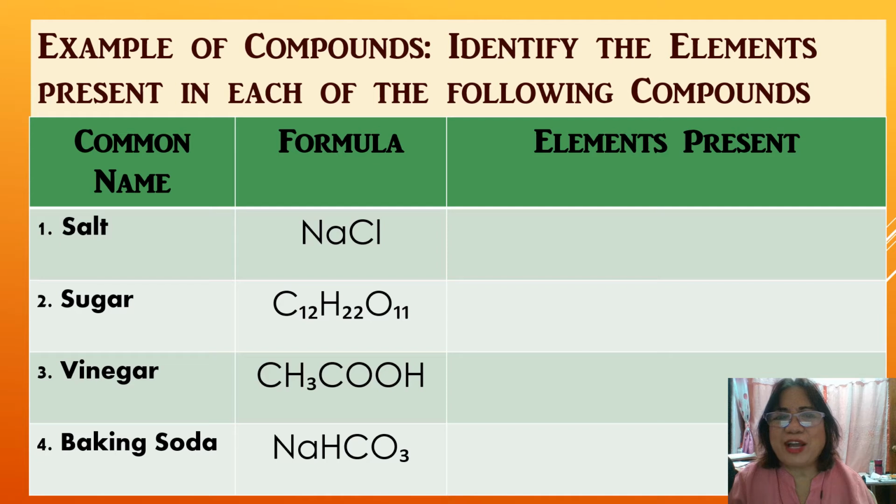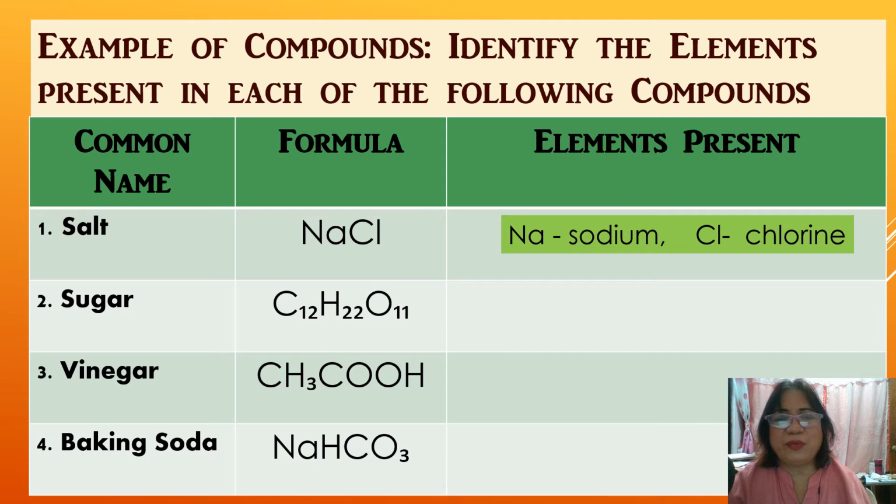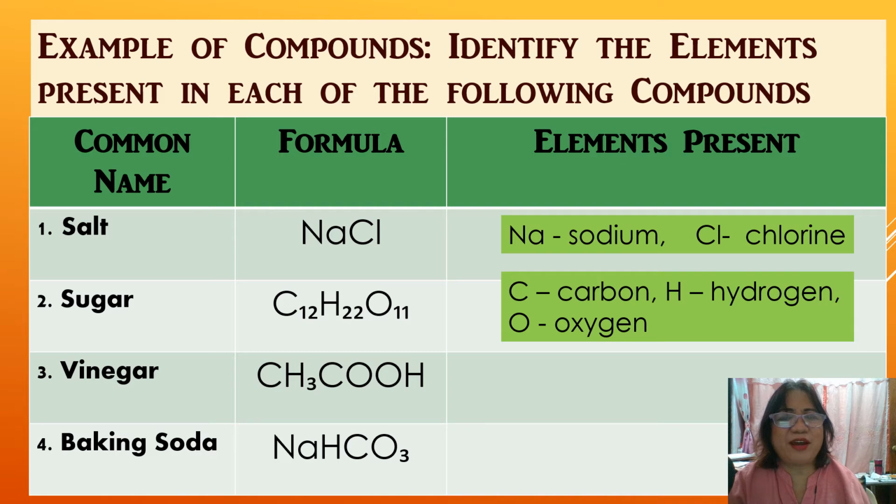Alright, another example of compounds. Let us identify the elements present in each of the following compounds. Number 1, salt. Given the formula, what are the elements present? Yes, it is sodium and chlorine. Next is sugar. Given the following formula, what are the elements present? Yes, it's carbon, hydrogen, and oxygen.